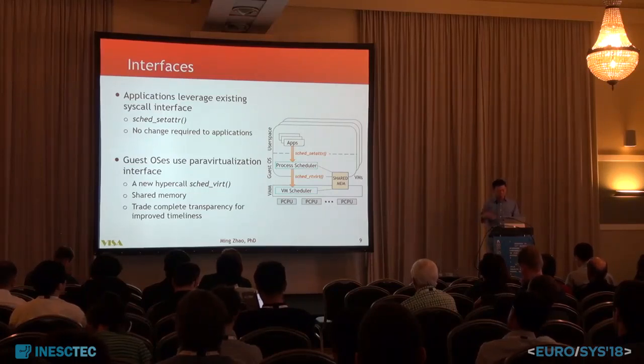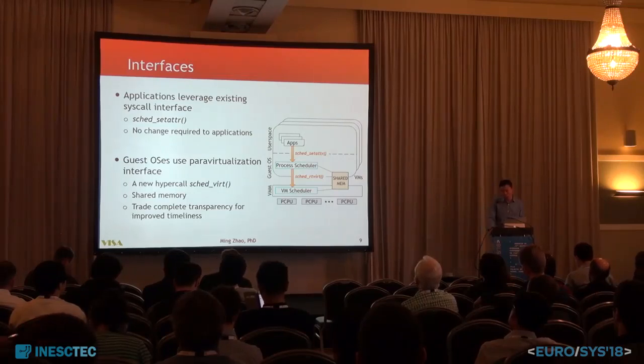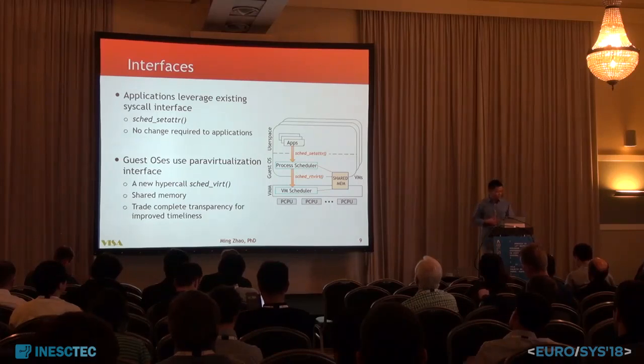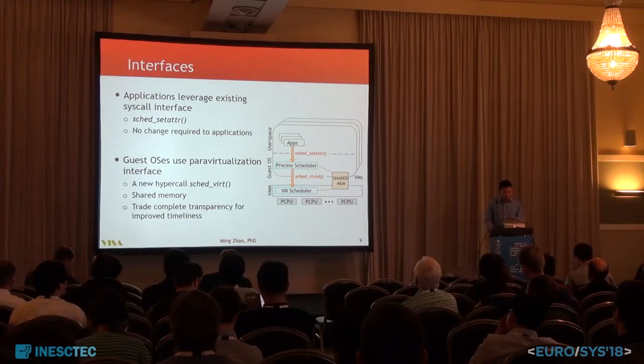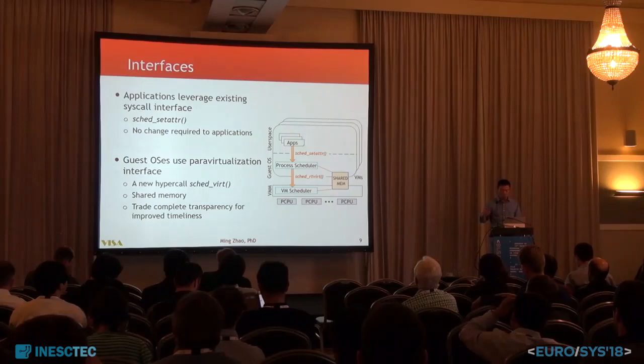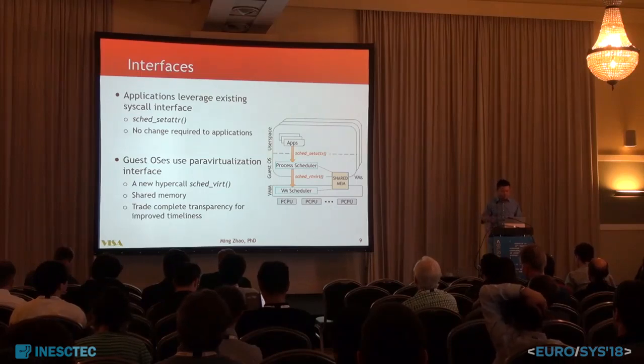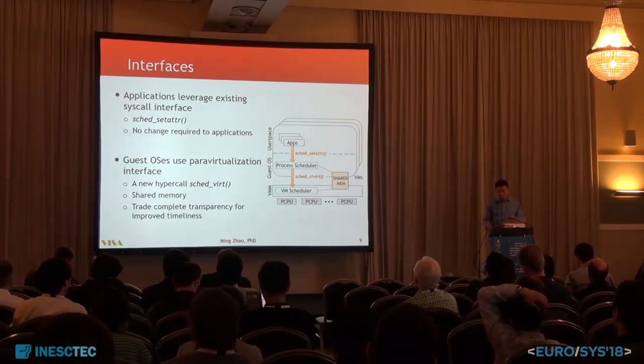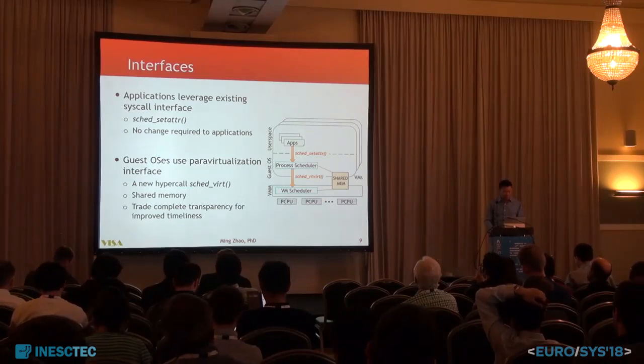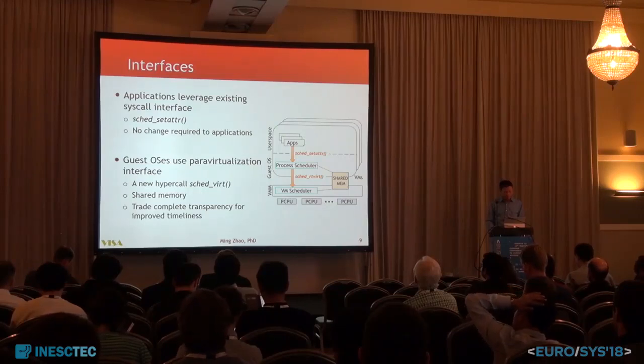So we reuse that scheduler so that we do not require any change on the applications. We believe that's very important. Our solution can support unmodified applications. But at the host level, we allow the guest and the host to cooperate on scheduling. For that, we use a paravirtualization interface. More specifically, we added a new hypercall called RTVirt, and also a new piece of shared memory between the guest and host for sharing critical information.